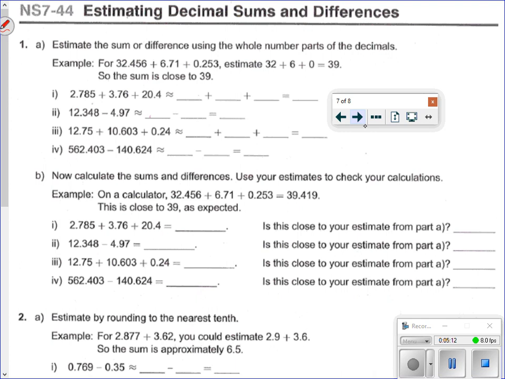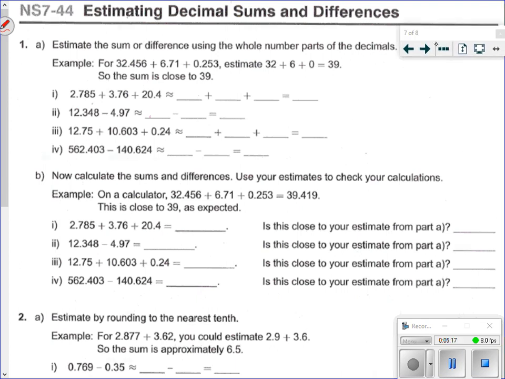Okay, so we're going to have a look at a couple questions from the assignment that you'll be doing, where it introduces 3 different ways to estimate sums and differences. Okay, the first one is to estimate the sum or difference just using the whole number parts of the decimals. So in other words, we're not looking at what comes after the whole numbers at all. We're just taking the whole numbers as they are.